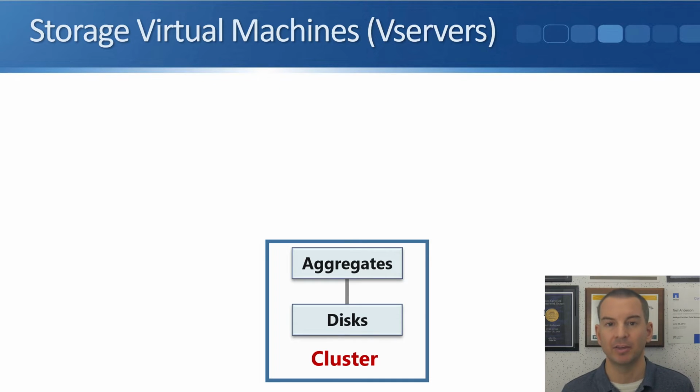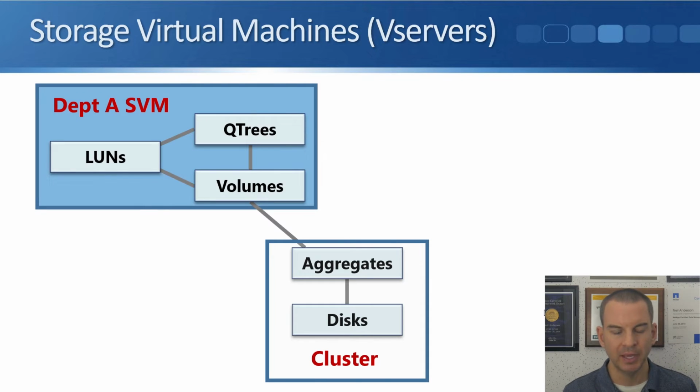So how this fits in is at the cluster level, we've got the disks and the aggregates, and they're available to all of the different SVMs in the cluster. I'll give you some more detail about that coming up. Then we have got our data SVMs, and our volumes, our qtrees, and our LUNs are owned by and specific to a particular SVM.